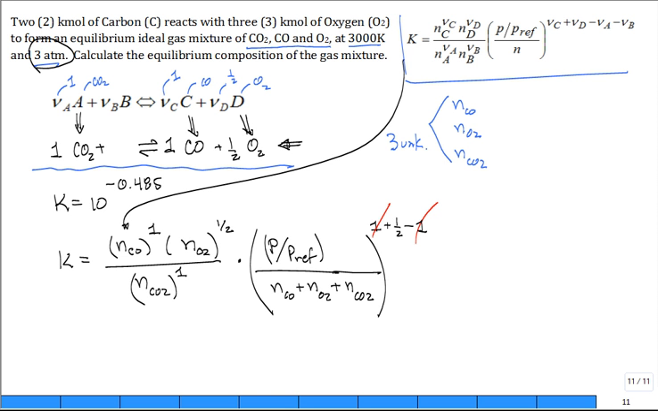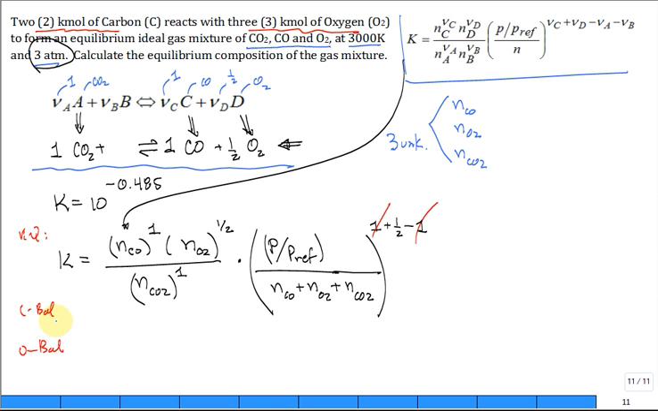I need more equations. That's where this information that we have 2 kilomoles of carbon comes in. So I'll write this as my equilibrium equation, and then I'm going to write a carbon balance equation, and then an oxygen balance equation, and then I'll get 3 equations with my 3 unknowns. I know they're nonlinear. I know they're not nice, but at least we have a fighting chance of solving it.